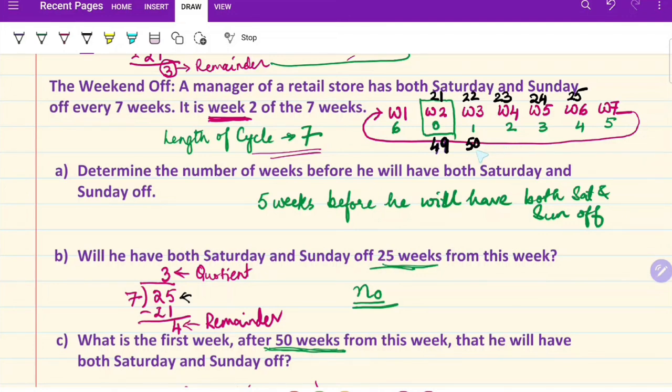So let's look at the weeks here. If week 3 is the 50th week, or is congruent to the 50th week, then we have 51, 52, 53, and week 7, after which he gets his weekend off, is going to be the 54th week. And that is the answer. Essentially you counted after the 50th week to see where the 7th week of the cycle is. So 51, 52, 53, 54.